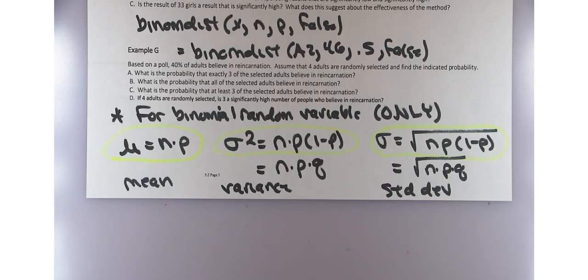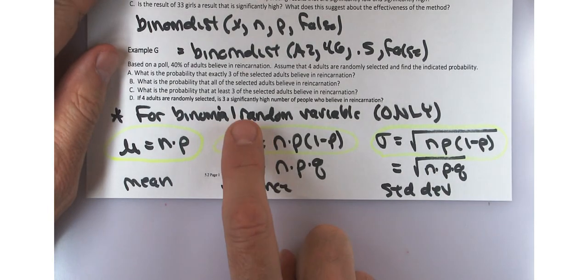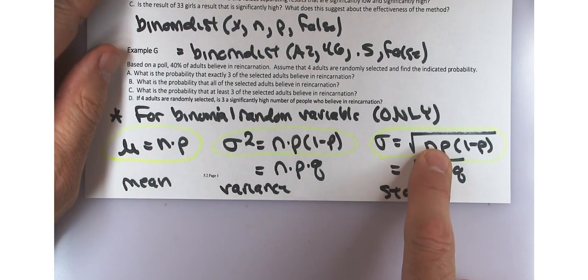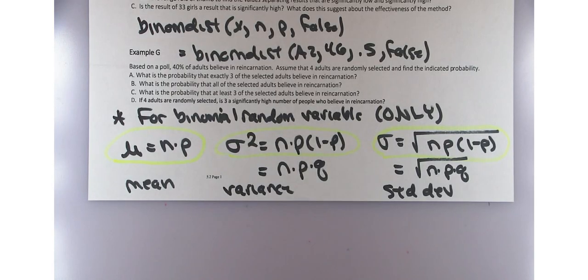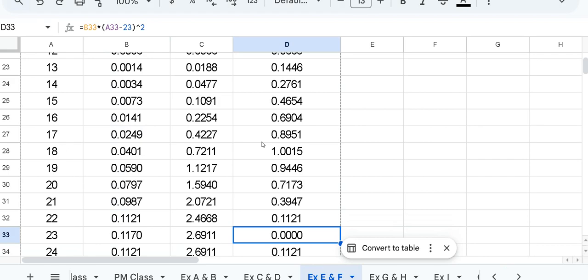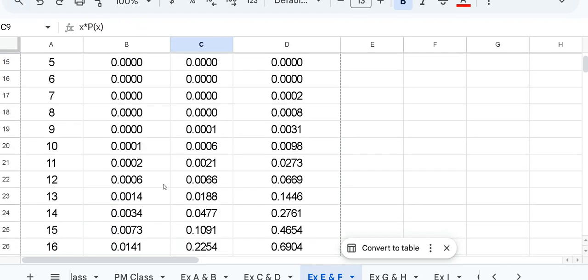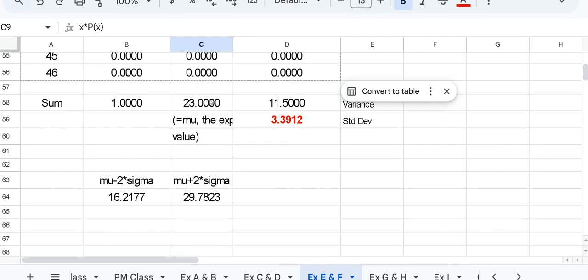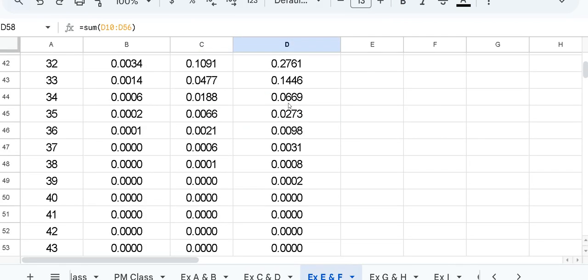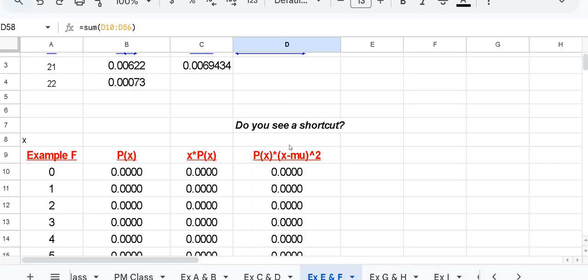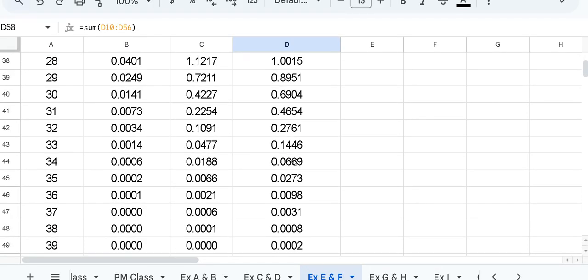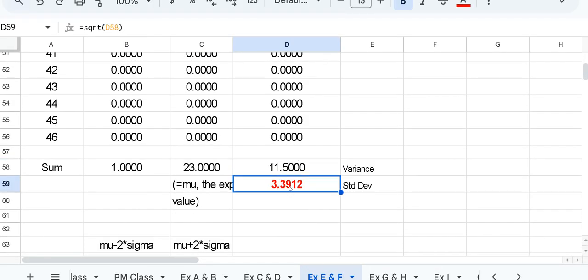Okay, last but not least, please only do this kind of calculation if it's a binomial random variable. If it's not a binomial random variable, then you have to calculate the mean and standard deviation the old way: sum of x times p of x, add that all up, and then this other column, p of x times (x minus mu) squared, again add that all up. Finally, take the square root to get from the variance to the standard deviation.